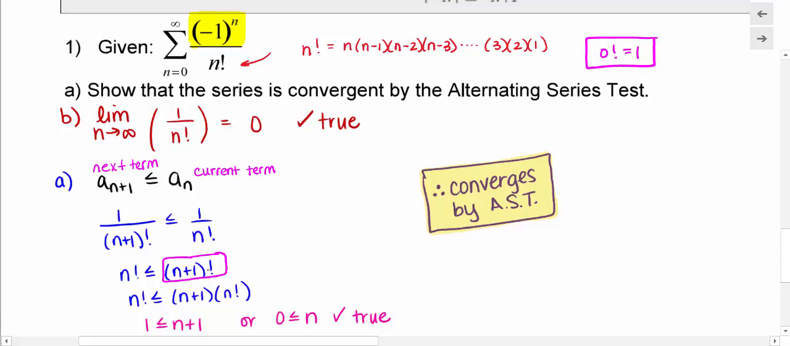Well, n plus 1 factorial, if you think of the definition of factorial, it's a product of this number times 1 less, times 1 less, all the way down to 3 times 2 times 1. So 1 less than n plus 1 is n. And so I can say that this is the same thing as n plus 1 times n factorial. And now I can divide both sides by that n factorial. And so I get 1 is less than or equal to n plus 1.